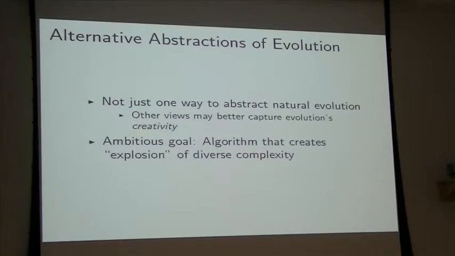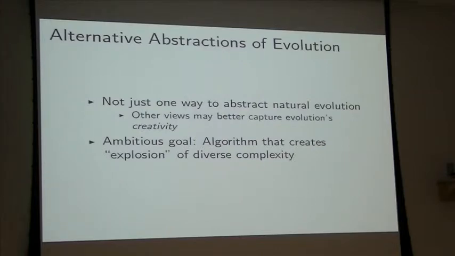And so the reason why I'm talking about deception and why optimization may not scale to huge levels of complexity is that I want to motivate the idea of looking at alternative abstractions of evolution. There's not just one way to view natural evolution. We can abstract in many ways by focusing on different details of what drives evolution. And in particular, views other than optimization may better capture evolution's creativity.